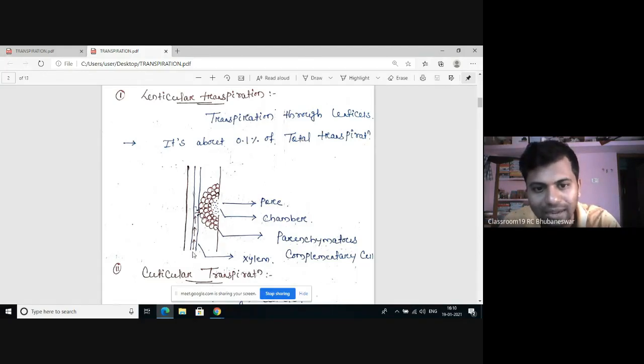So water from the xylem enters the complementary cells, finally the cavity, and the cavity is lined with air. Due to the air, this water escapes in the form of water vapor. So the transpiration that takes place through lenticels is known as lenticular transpiration. It is about 0.1% of the total transpiration. Got this point?